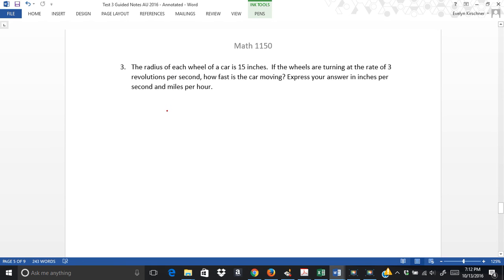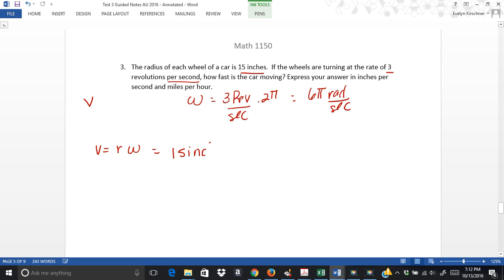My last example is I have a radius of a car wheel, 15 inches, and it's 3 revolutions per second, and I want to know how fast the car is moving. So that's v again, and I know my omega is 3 revolutions per second times 2 pi, so I have 6 pi radians per second. And v is r times omega, so that's going to be 15 inches times 6 pi radians per second.